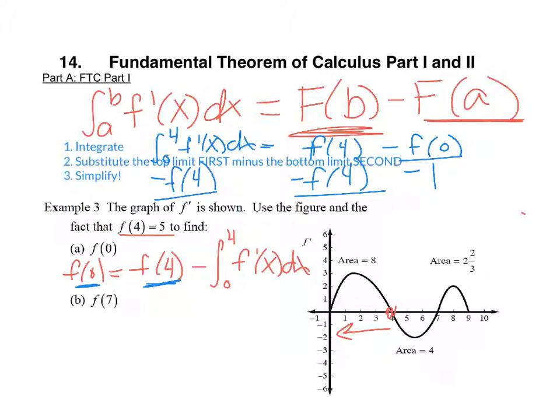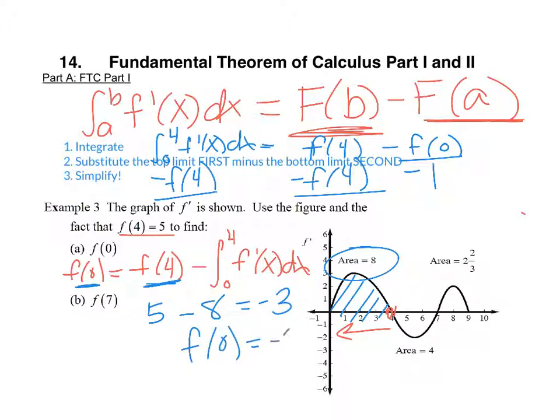So I'm just manipulating that fundamental theorem of calculus formula to find one functional value given my initial condition or one of my functional values. So if I solve for this, this is just going to be 5 minus the integral from 0 to 4. 0 to 4 is just this area in here, so the area under that curve is 8, so 5 minus 8 gives me negative 3. So that means that f of 0 is equal to negative 3. Alright, let's try another one.